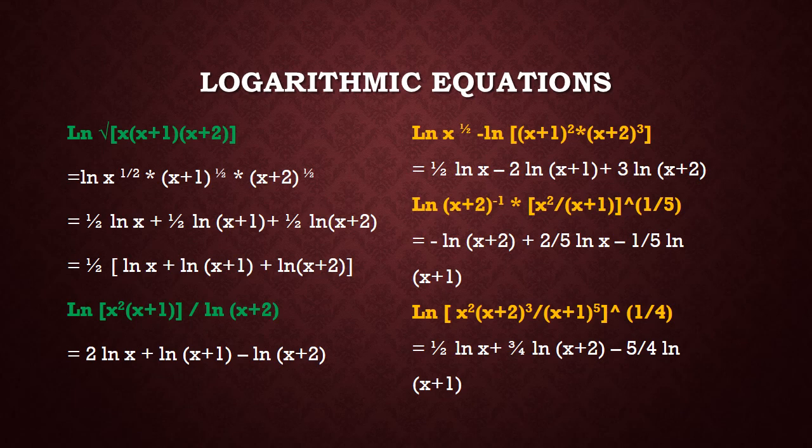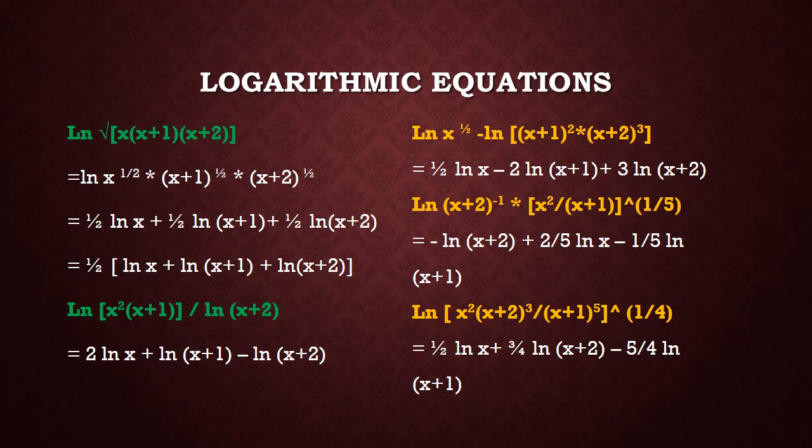This 2 over 5 will become the constant, and so you get 2 over 5 ln x minus 1 over 5 ln x plus 1, because x plus 1 had a power of 1 over 5, and this power becomes the constant, and you get minus 1 over 5 ln x plus 1 because this x plus 1 term was being divided. So this is why we are subtracting it here.